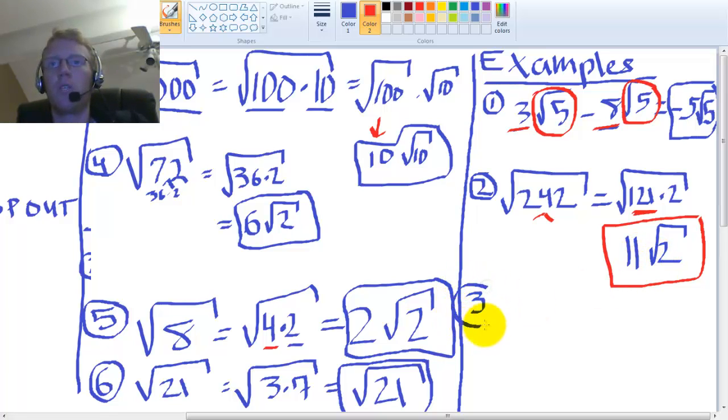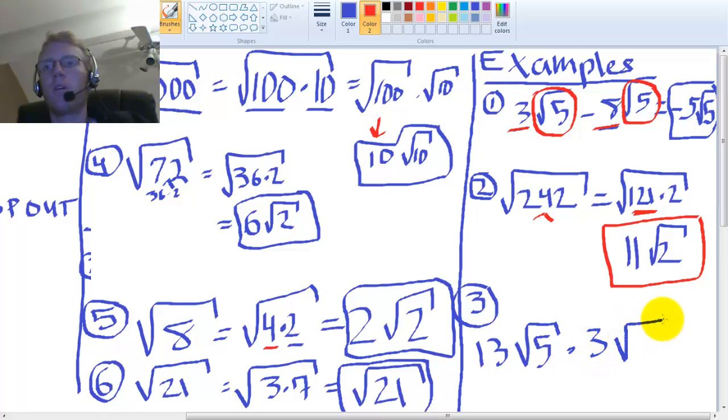Okay, let's do one more example. The product: 13 root 5 times 3 root 8. Alright, well, the stuff on the outside stays outside. What's 13 times 3? 13 times 3 is 39. And the stuff on the inside stays inside. Okay, what's 5 times 8? 5 times 8 is 40.